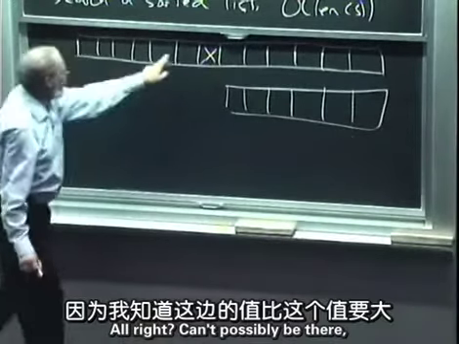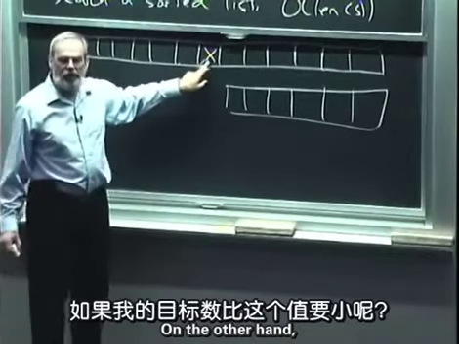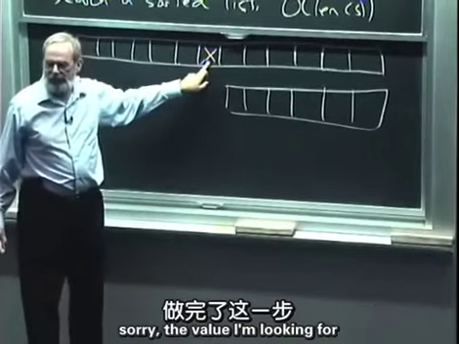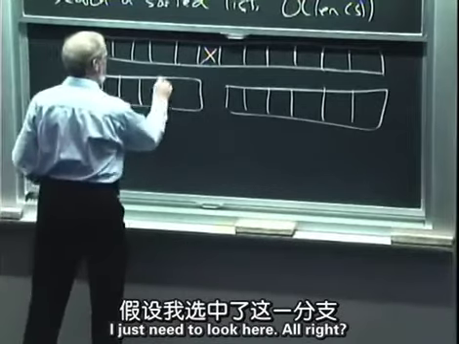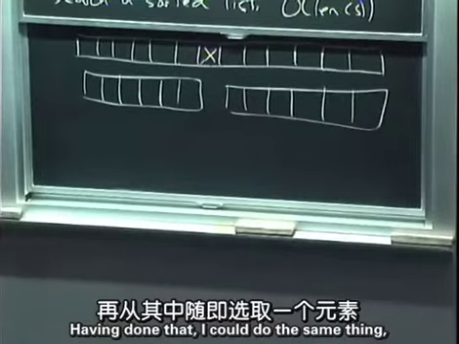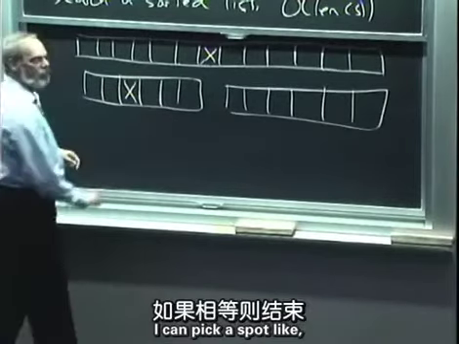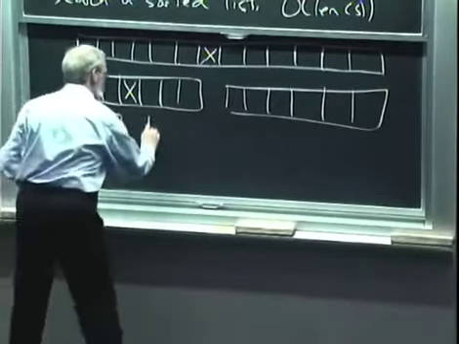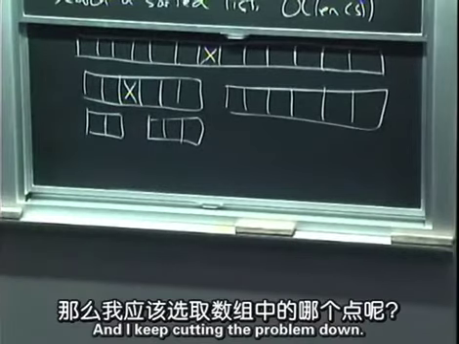It can't possibly be there, because I know this thing is ordered. On the other hand, if the value I'm looking for is smaller than the value I see here, I just need to look here. Having done that, I can do the same thing. Suppose I take this branch. I can pick a spot like this one and look there. If it's there, I'm done. If not, I'm either looking here or there, and I keep cutting the problem down.